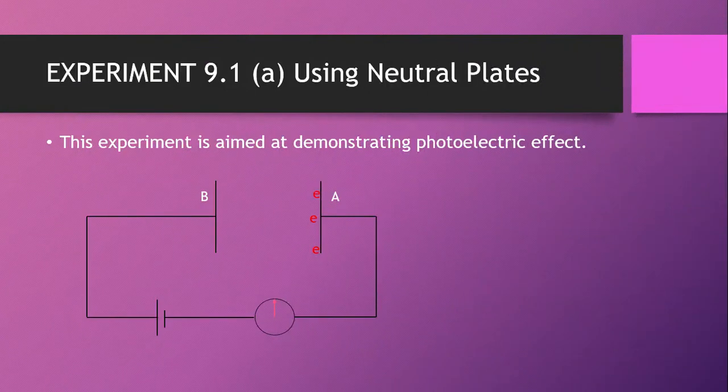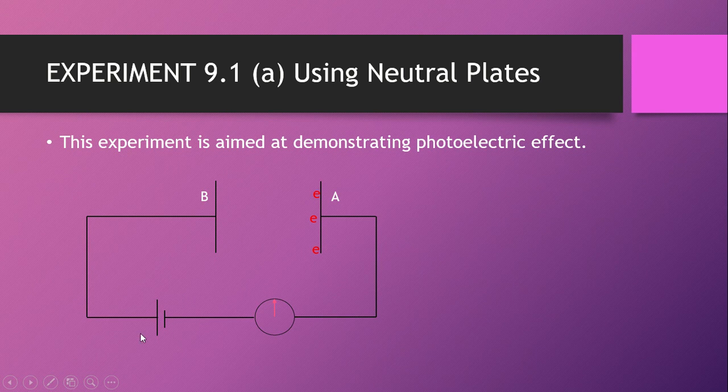Let's get to our first experiment. Now this experiment, you can find it in your textbooks. Experiment 9.9, the first part, we have using neutral plates. Now here we have our diagram, our experimental setup, of which it's made of a cell.